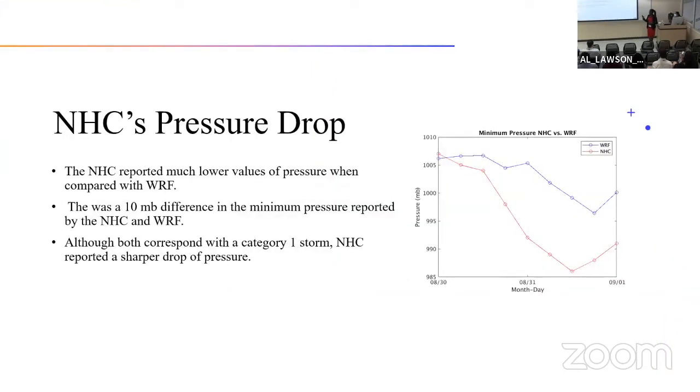Then when we look at the intensity, first we'll take a look at the pressures. Here again, you can see there's a really notable discrepancy between the WRF forecast and the National Hurricane Center's observations. There was as much as a 10 millibar difference. The issue with this is we need to understand how deep that low pressure is getting in order to quantify how intense a hurricane would be.